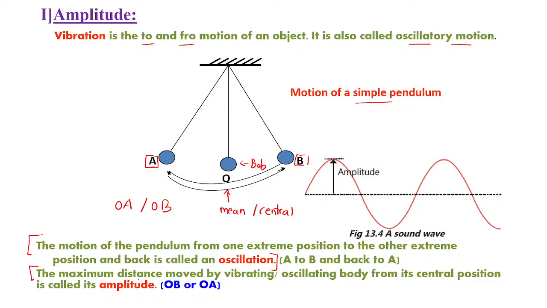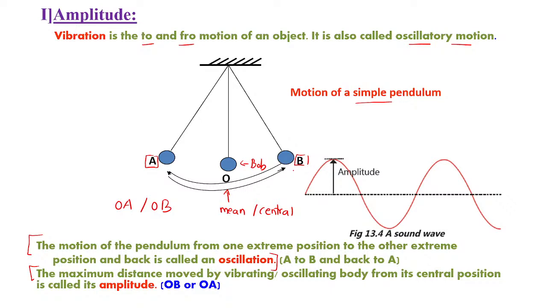So what is amplitude? Let me explain again. Amplitude of a vibration is nothing but the maximum distance moved by that vibrating body from the central position, either from O to A or from O to B.